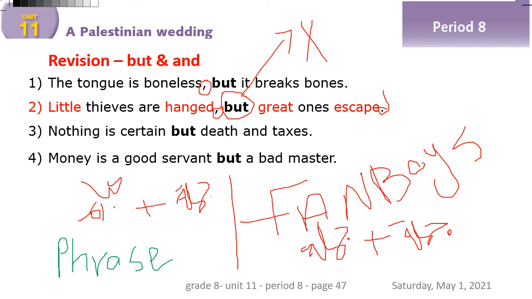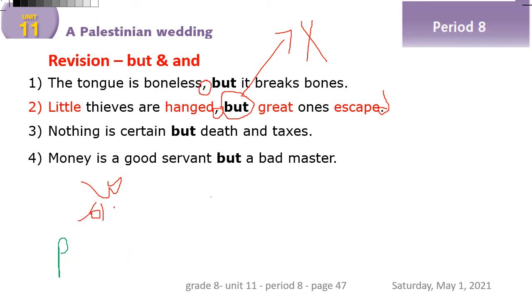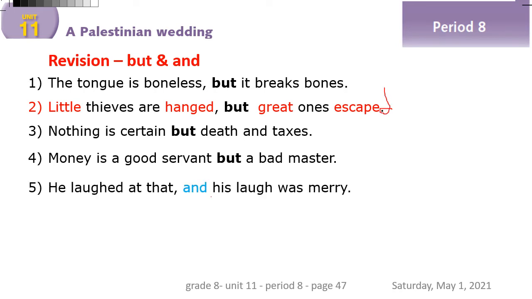وهذا الأمر مطبق في جميع الفانبويز. لما نيجي نستخدم أي واحدة من ال co-ordinating conjunctions نفس الكلام. إذا ربطت ما بين جملتين بنضع فاصلة. إذا ربطت ما بين جملة وفريز لا نضع فاصلة. Okay? Let's go now to the fifth example. Now we have and.